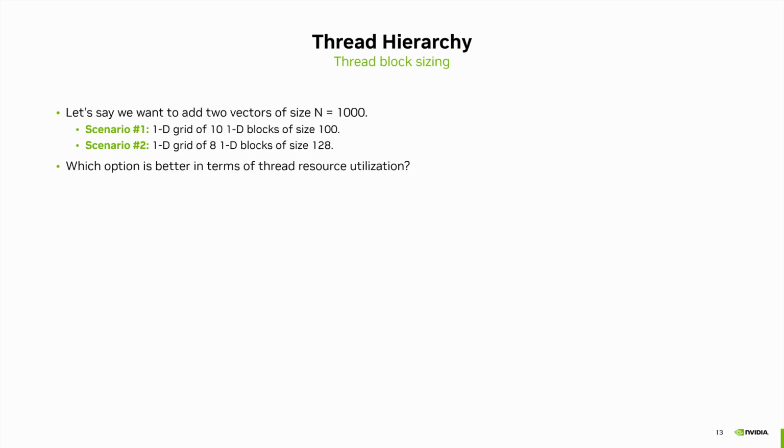So why is this important? Let's look at an example of picking a thread block size. Let's say we want to add 2 vectors of size n equals 1,000, and we are considering 2 options. Option 1 is to define a 1D grid of 10 thread blocks, each of size 100. And the second option is 8 thread blocks of 128 threads. 128 is a multiple of the warp size. So which option is better in terms of thread resource utilization?